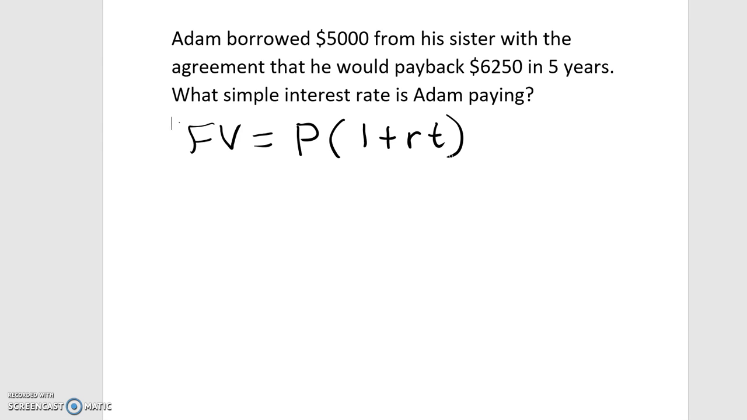So let's look at the example where Adam borrowed $5,000 from his sister with the agreement that he would pay back $6,250 in 5 years. What simple interest rate is Adam paying? So in this case, we're asked to find the simple interest rate. So we're looking to solve for R.